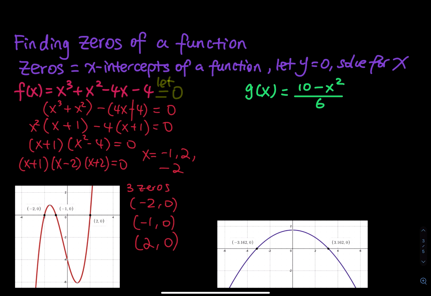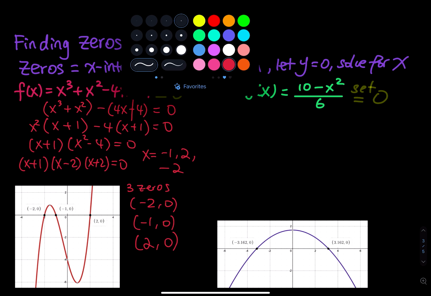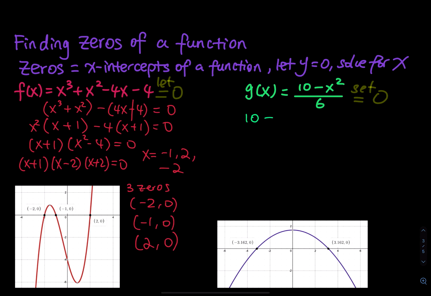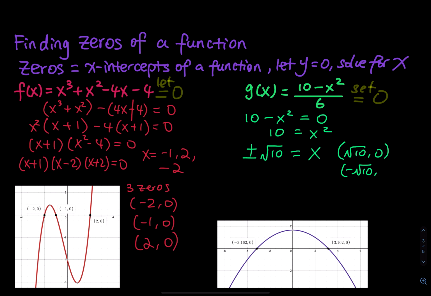All right. Next one, you have a fraction. You set that equal to 0, and then to take care of the denominator, you simply multiply both sides by 6. So when you multiply both sides by 6, you get 10 minus x squared equals 0. And then you have 10 equals x squared. So when you take the square root on both sides, you have plus or minus root 10 equals x, because the square is even. So this is root 10, 0, and then negative root 10, 0.